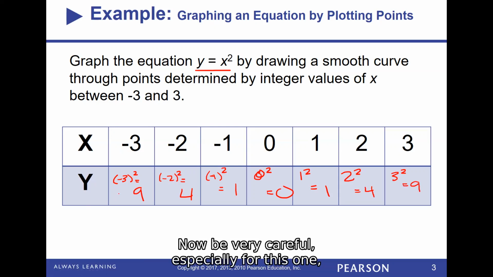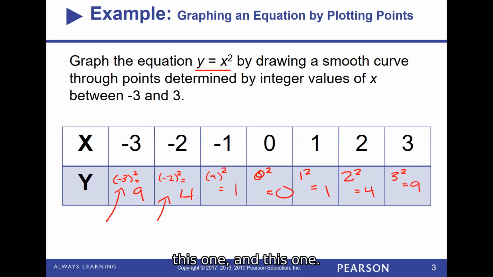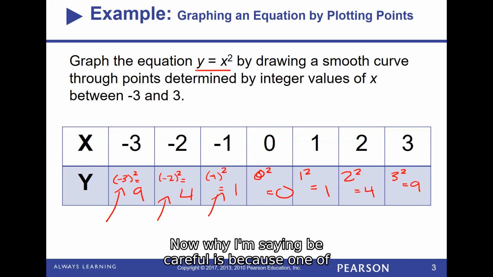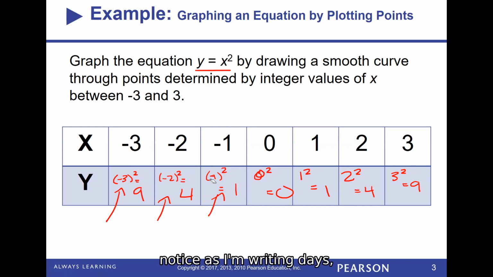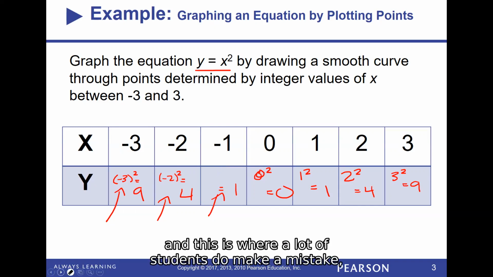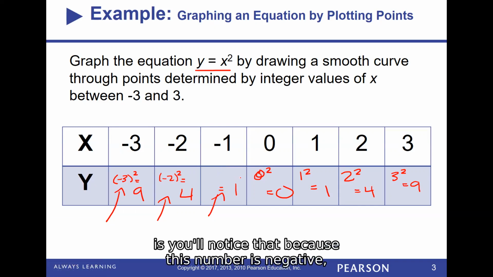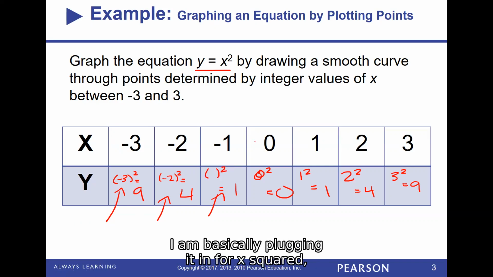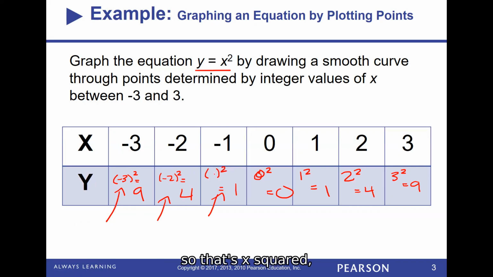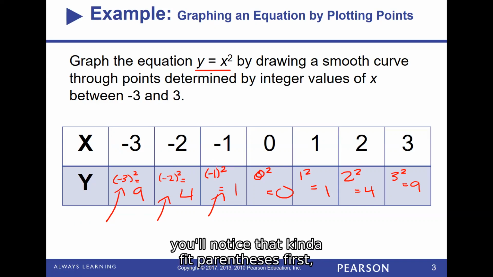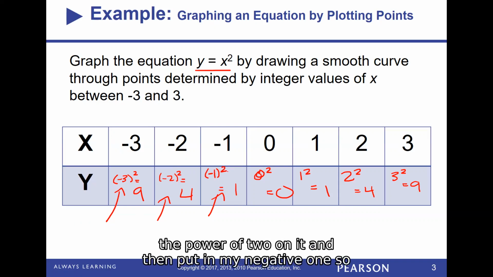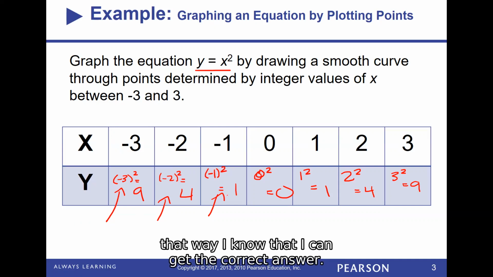Now be very careful, especially for this one and this one. This is where a lot of students make a mistake: because this number is negative, I am plugging it in for x squared. So that's x squared, but x itself is a negative number. When I plug that in, you'll notice I put parentheses first, put the power of 2 on it, and then put in my -1. That way I know I can get the correct answer.